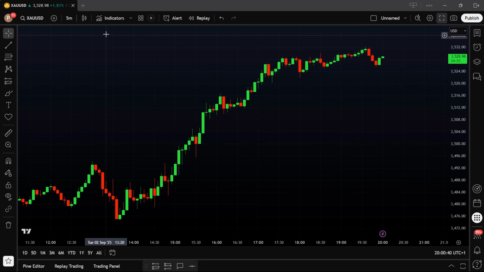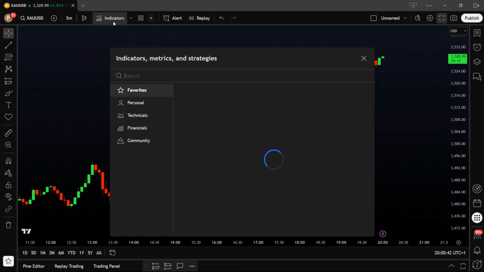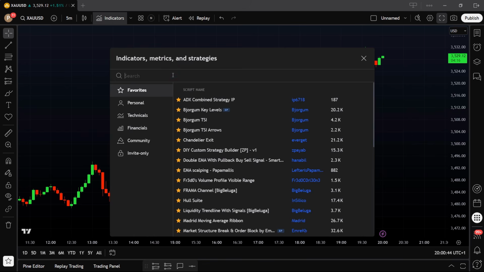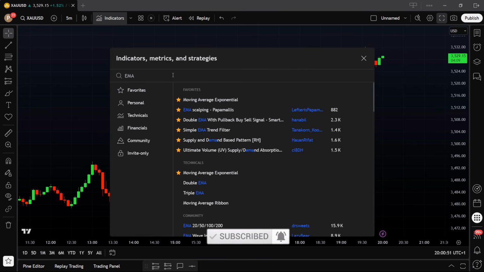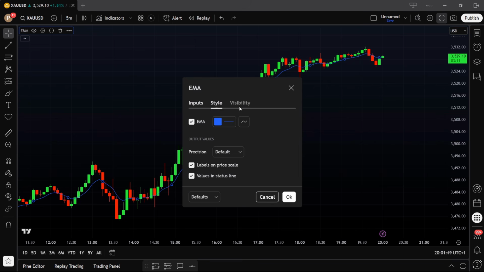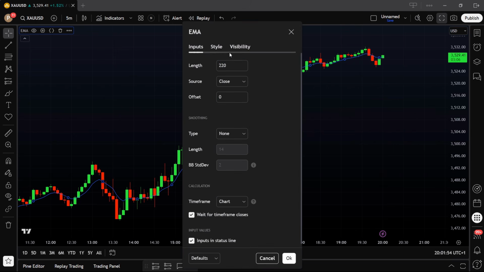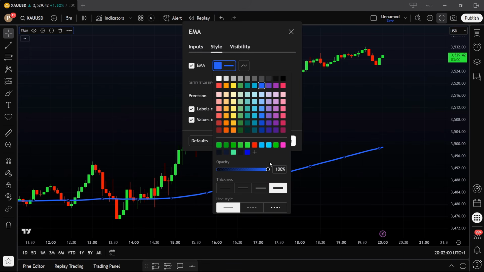Let's get started. Every good trading system needs a foundation. Ours will be built on identifying the main market trend. For this, we'll use a classic and effective tool, the Exponential Moving Average, or EMA. Go to your indicators, type in Moving Average Exponential, and add it to your chart. Now, let's tweak the settings. We're going to change the length to 120. I also like to make the line a bit thicker so it stands out.